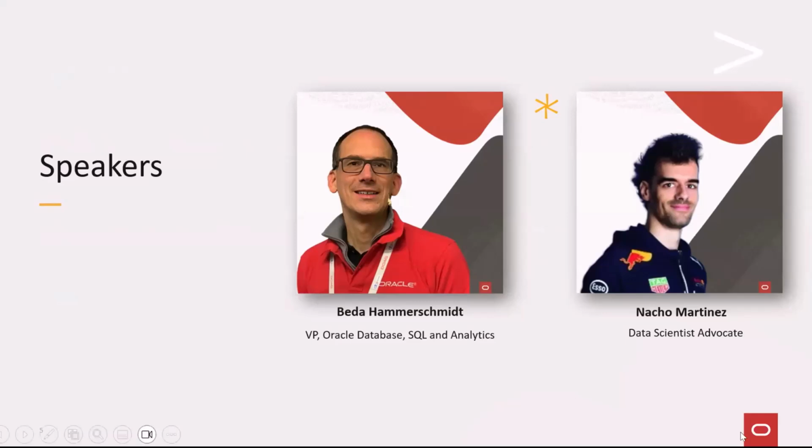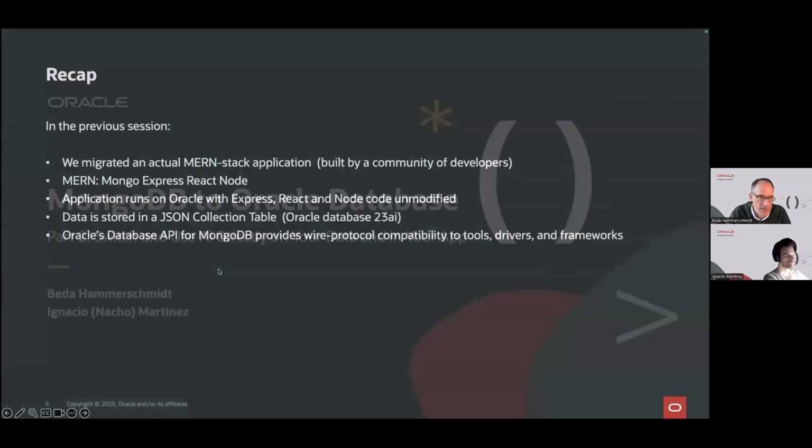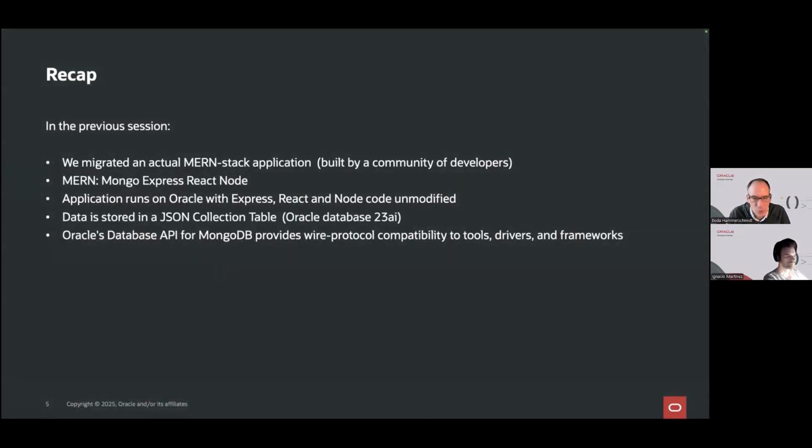Beta, take it away. Thanks a lot, Tara. This is actually part two of an interesting series. Last week, we showed the migration of an application. This was an application we didn't build for the purpose of migration. It was actually a community application, and it used the MERN stack. MERN stands for Mongo, Express, React, Node.